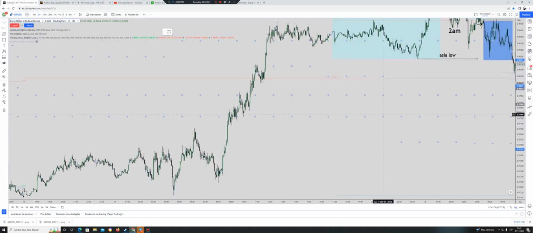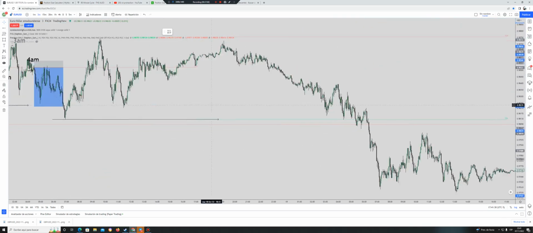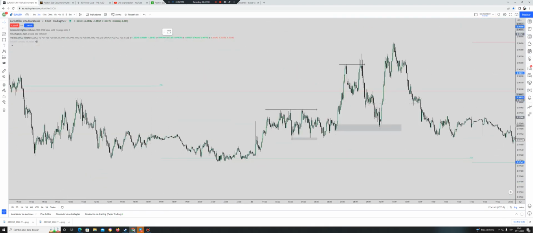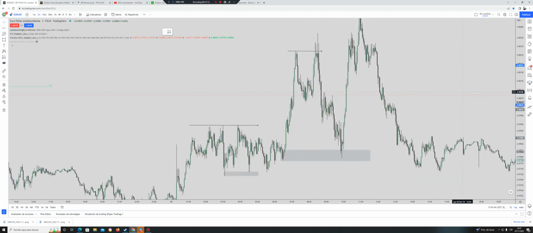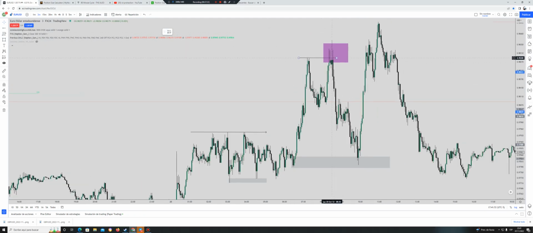Then I'm going to show you another example here. Where is it? Here. So 8:30 here. Okay, this is 8:30. And what happened? They took this high. Cool. At 8:30, big news coming to the marketplace. They dropped the price. But then look what happened. Price tapped into this other block at 10.